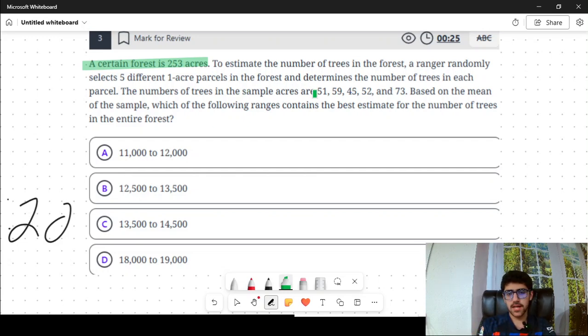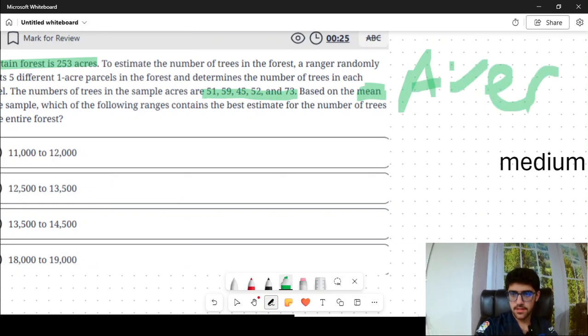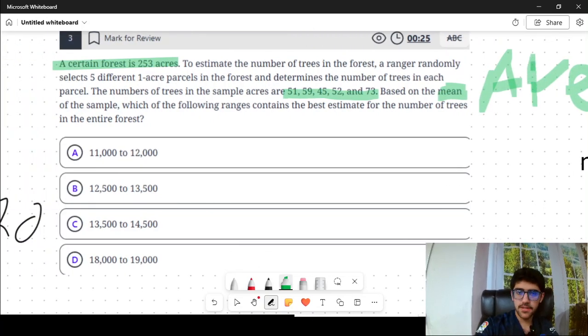The number of trees in each acre were these numbers: 51, 59, 45, and so on. Then it tells us based on the mean. Remember, you have to recall that the mean is the average. So if the mean is the average of the sample, which of the following ranges contains the best estimate for the number of trees in the entire forest?